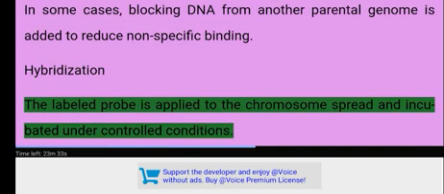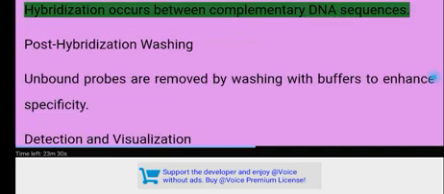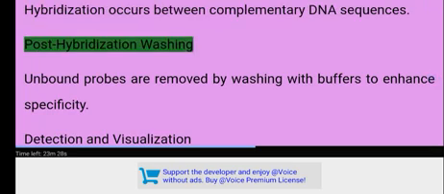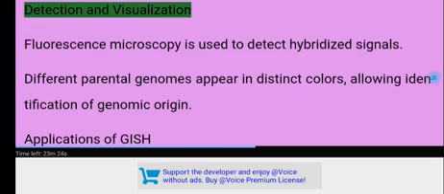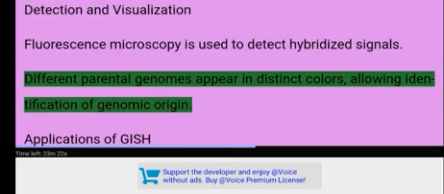Hybridization. The labeled probe is applied to the chromosome spread and incubated under controlled conditions. Hybridization occurs between complementary DNA sequences. Post-hybridization washing. Unbound probes are removed by washing with buffers to enhance specificity. Detection and visualization. Fluorescence microscopy is used to detect hybridized signals. Different parental genomes appear in distinct colors, allowing identification of genomic origin.